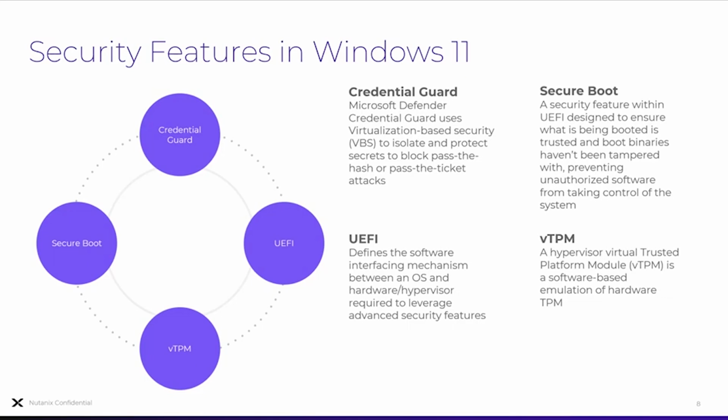And then I talked about TPM, which is the physical trusted platform module, but then we have vTPM, which is the virtual one. So it's an emulation of that physical one. It's in software. So when you get into virtualizing these workloads, as long as the hypervisor supports vTPM and allows you to assign that to those virtual machines, then you are able to virtualize those Windows 11 workloads that require it.